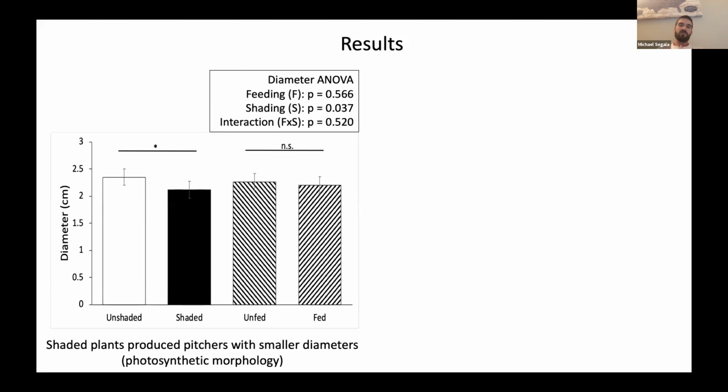We ran our field experiment from spring to fall, and although we got tons of great data, here are just some of our main findings. So we have a bar graph here.